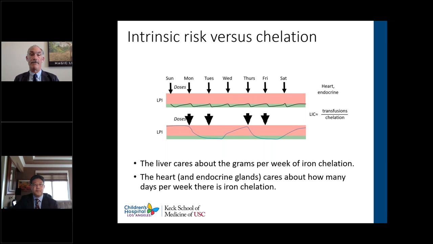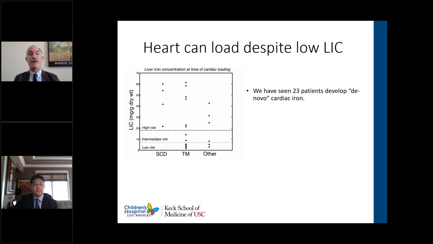And why I say this is this example occurs all the time, that patients develop cardiac iron despite having a safe level of liver iron. And this slide depicts that. We have had serial monitoring of patients since 2003, and we've seen 23 patients go from a clean heart to a dirty heart. This graph basically depicts the liver iron at which they made that transition.